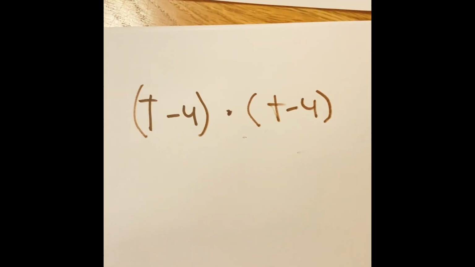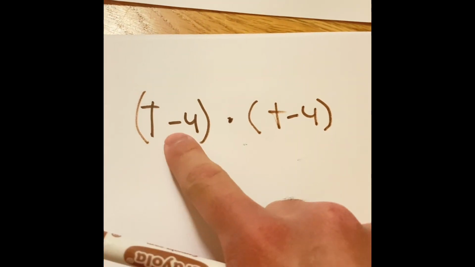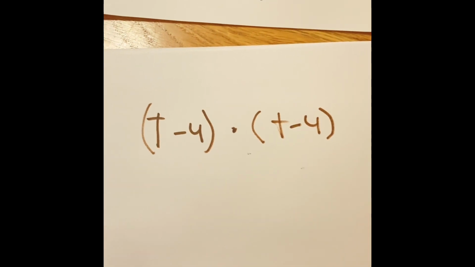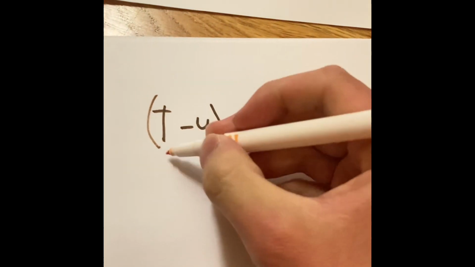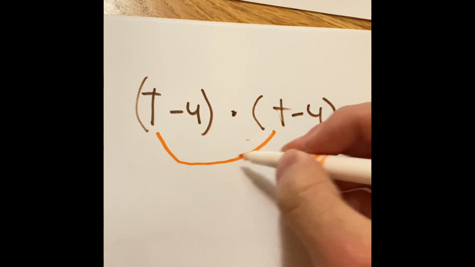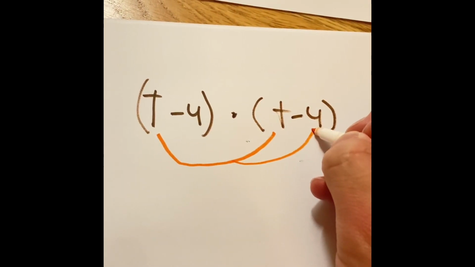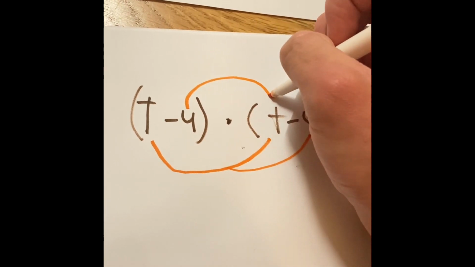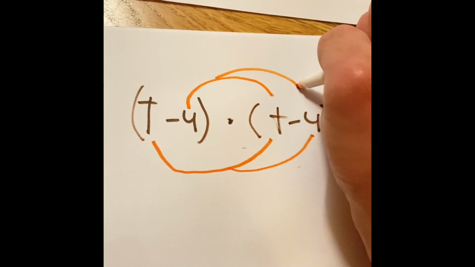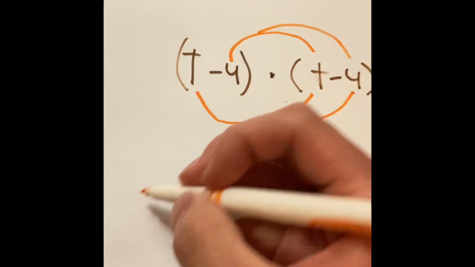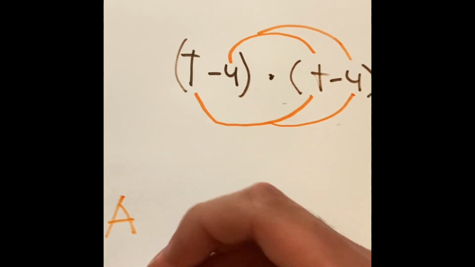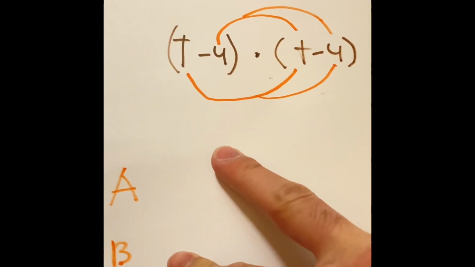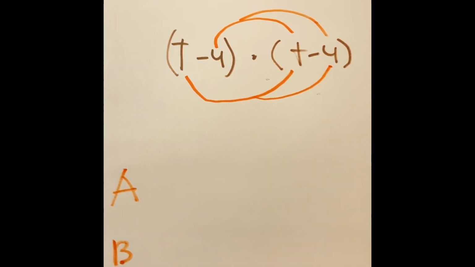Now we get to solve it. Let's distribute this one into that one. So what we're gonna do is multiply t times t and t times −4. The second one is we multiply −4 times t and −4 times −4. So we're gonna do equation A and equation B, because we're going to get two equations that we can combine to get our final answer.